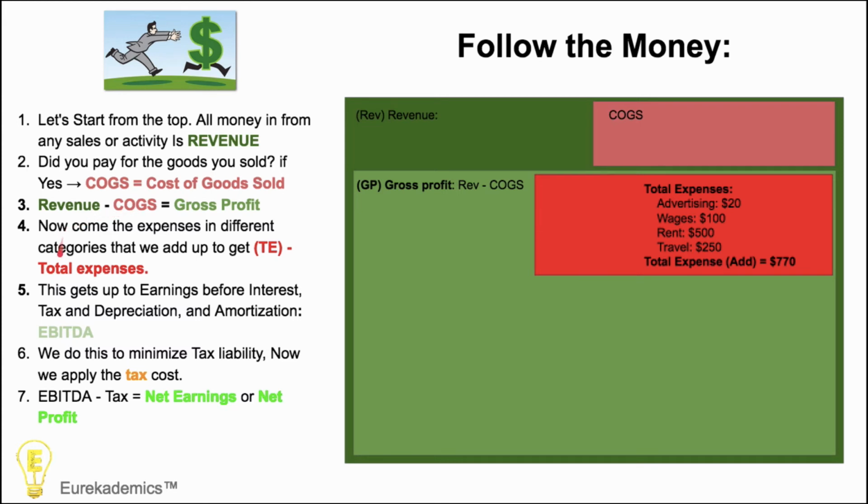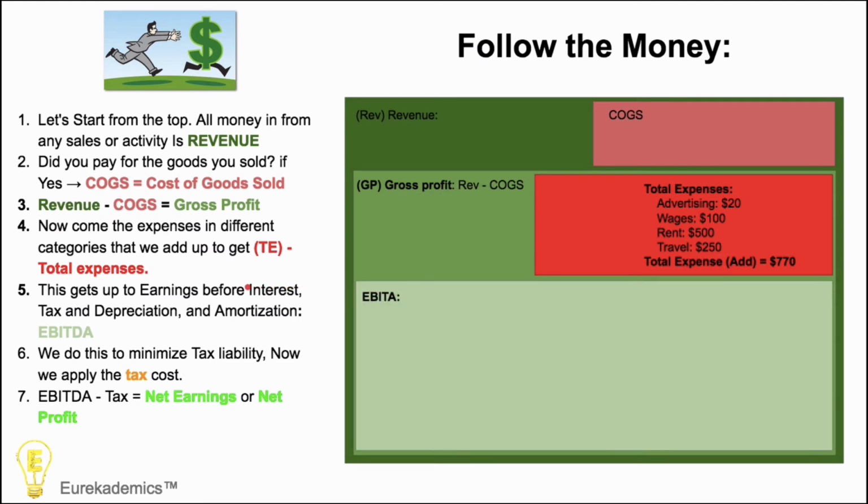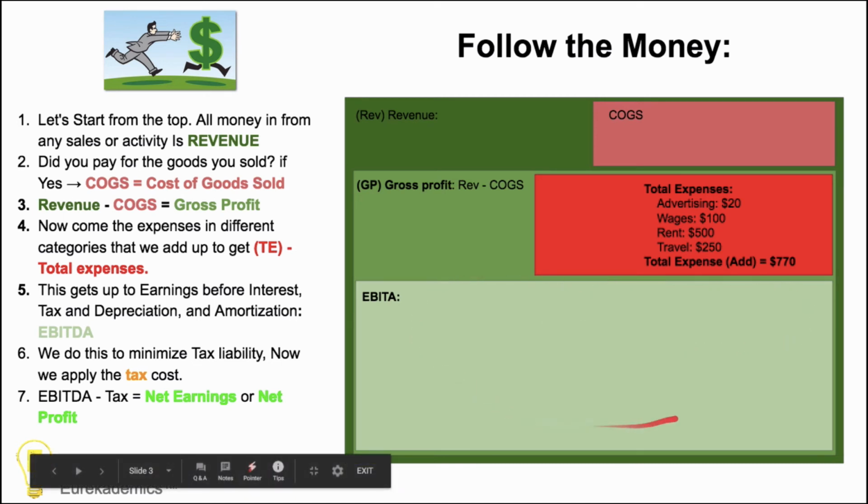So now this gets us to our earnings before interest, tax, depreciation, and amortization, and we just call it EBITDA. So first we started with revenue, we subtracted our cost of goods sold, got us to gross profit. Then we subtracted all of our expenses, and that gets us to EBITDA. And we do this to minimize our tax liability to the government. So the government can only tax us on this activity, right? Because all of this stuff is related to business and we're not going to pay tax on it.